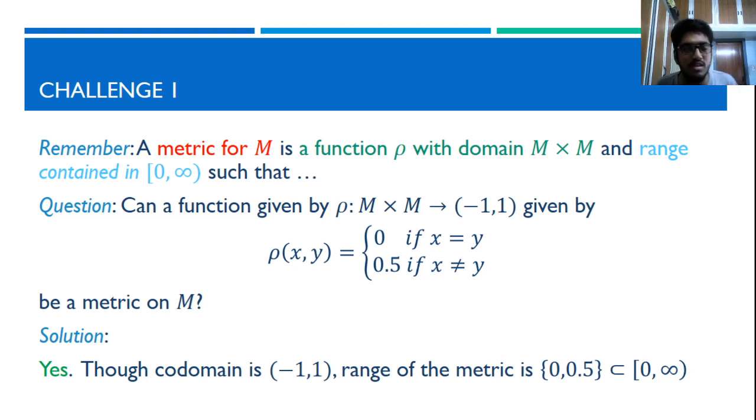And in fact, the trick I was trying to point out here is that the codomain is -1, 1, and the definition specifically said the range should be contained in 0, infinity. So here the range is the set {0, 0.5}, which is a subset of the closed interval 0, infinity. Hence, this works as a metric, and in fact, as Vijay just pointed out, it is the same as the discrete metric which we defined earlier. And it would have all properties exactly the same as the discrete metric.